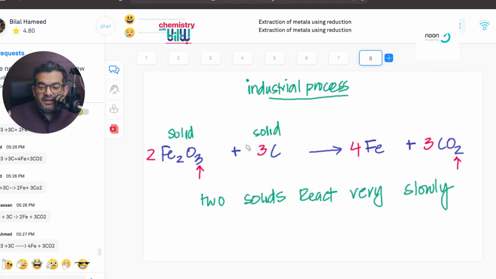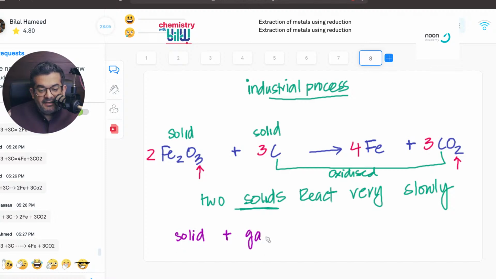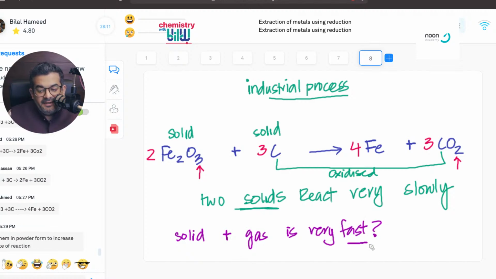So remember, what were we doing here? We were getting carbon oxidized and getting iron reduced. But now the reaction is very slow with solids. So if I can convert them into a gas, meaning that a solid reacting with a gas is very fast. Now, you might wonder, why is that very fast? Okay. No, even powder form maybe will be very slow, Abdul. Because the particles have to move and come into collision for them to react pretty fast.